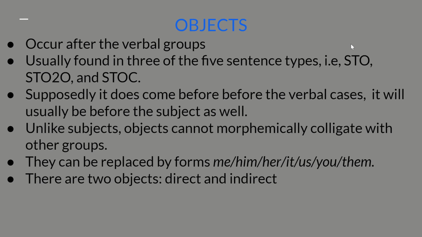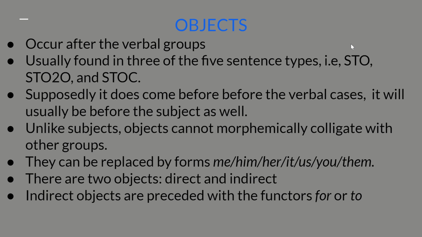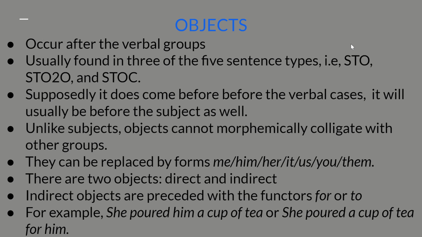There are 2 objects, direct and indirect. Indirect objects are preceded with the functors for or to. For example, she poured him a cup of tea can be expressed as she poured a cup of tea for him as well.